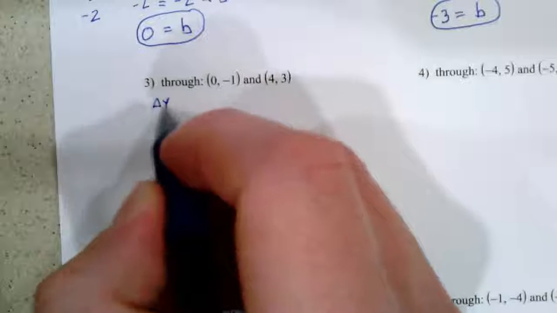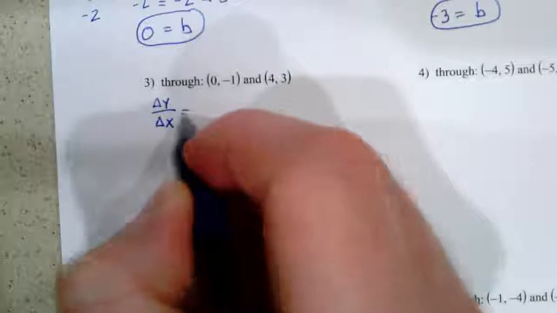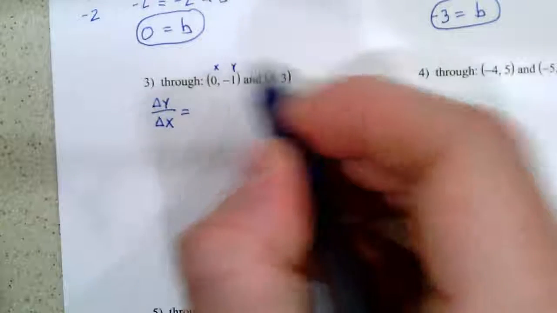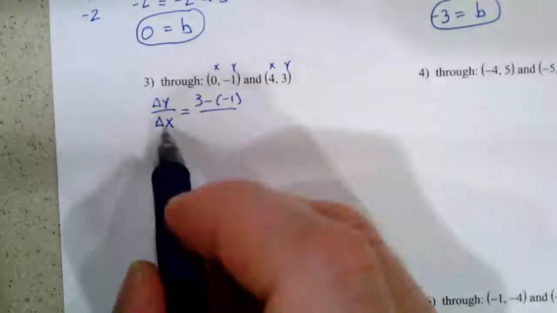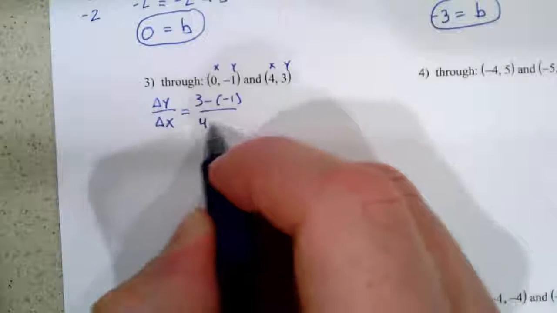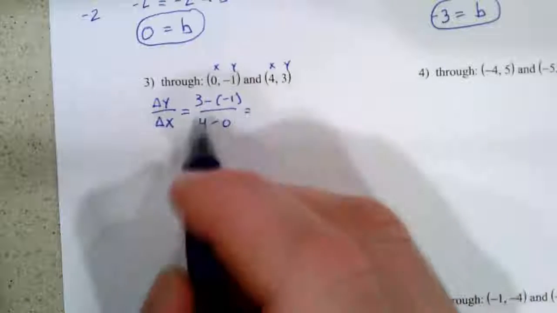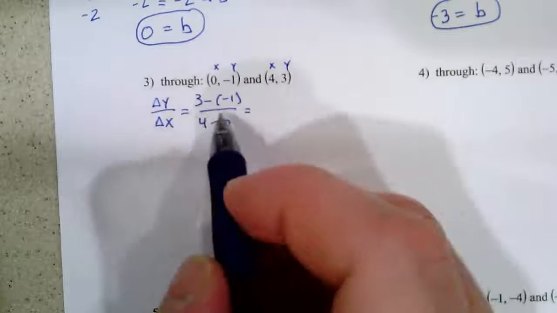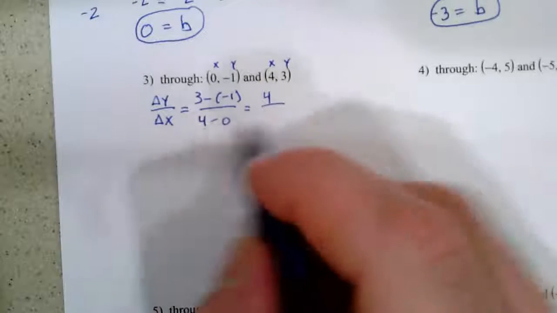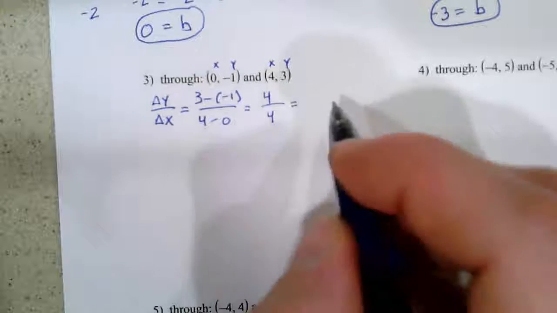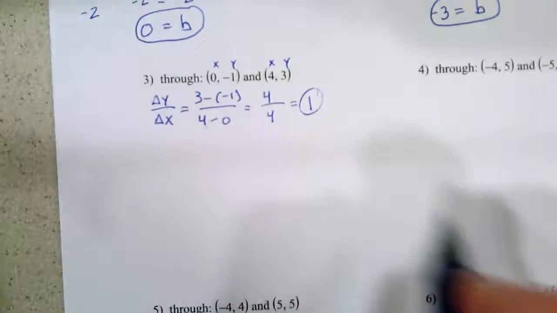We'll start by finding our slope, change in y over change in x. Our change in y is going to be our ending y, that's 3, minus our beginning y, negative 1. Our change in x is our ending x, 4, minus our beginning x, which is 0. 3 minus negative 1 is the same as 3 plus 1. 3 plus positive 1, so that's 4 over 4 minus 0, which is 4. And 4 over 4 is just 1.